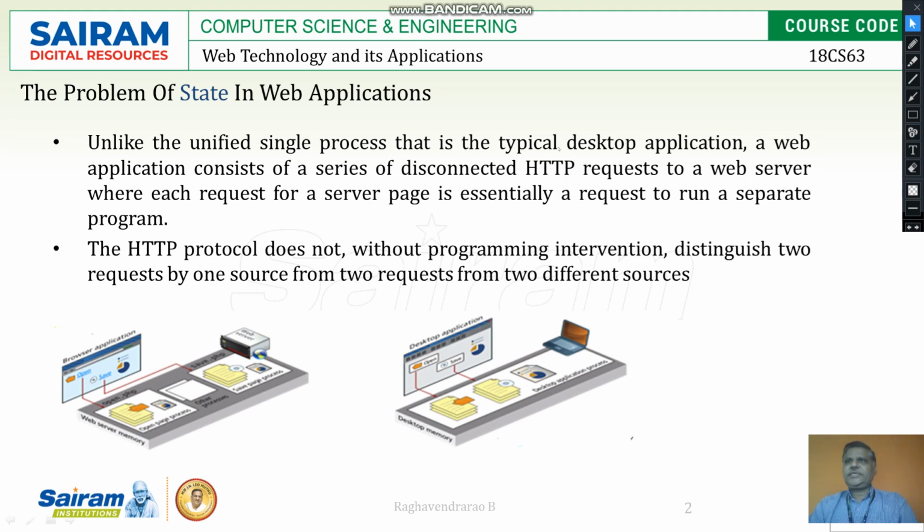Here it is describing single events as well as multiple events. In case of multiple events, the problems are more. It is saying that the HTTP protocol, without programming intervention, does not distinguish two requests from one source from two requests from two different sources. One-to-one request, there is no issue. But if more than one request is made from the main source, then another application should run.